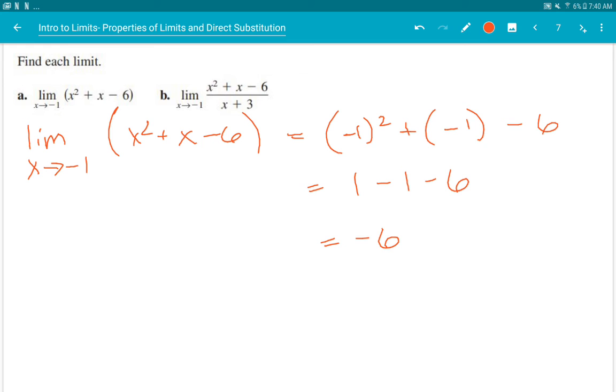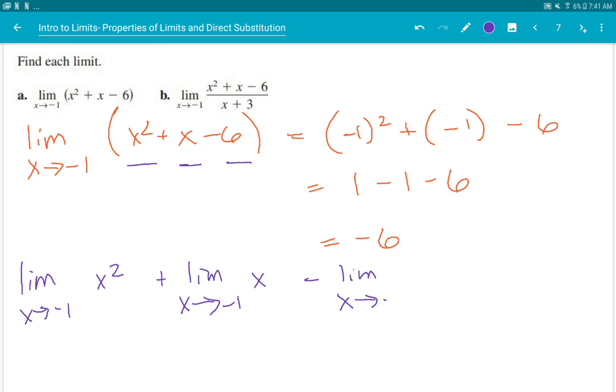Now I do want to show you how the property of the sum and difference will also work here, because technically we're adding and subtracting these three terms. So it's the same thing as if I said, okay, what's the limit as x approaches -1 of x squared, plus the limit as x approaches -1 of x, minus the limit as x approaches -1 of 6. And you're going to see that you get the same result either way. So this is just going to be -1 squared. This is going to be -1. And we know that this is going to be -6. We know that's the same sum. So we get -6.